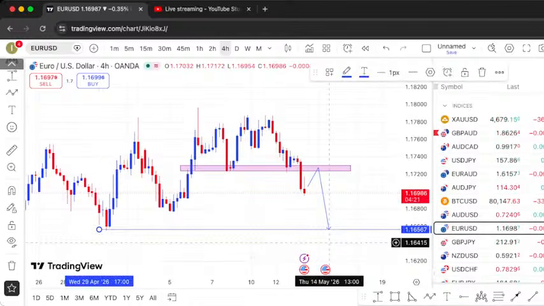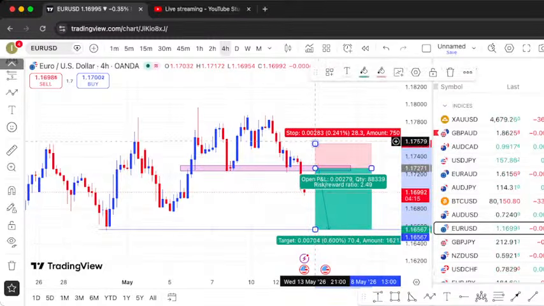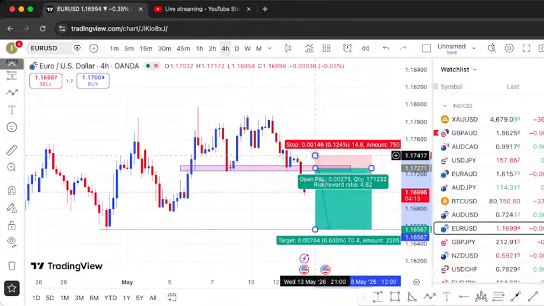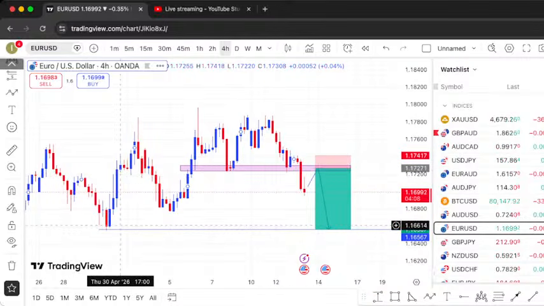So Euro USD, if this market is going to retrace back to that zone, we are going to have those bearish momentum targeting the recent low, which is at that level. So some very good short positions loading on Euro USD also. Okay, Euro USD.